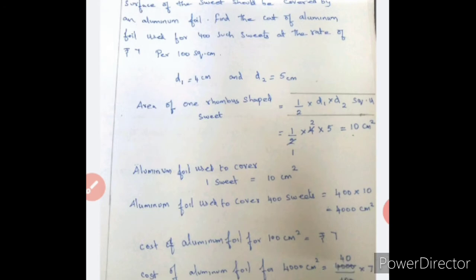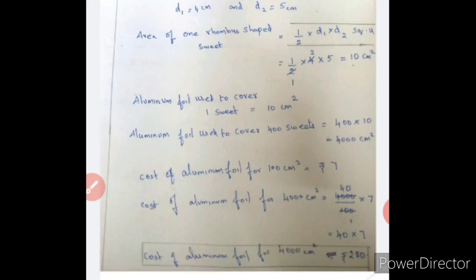So the aluminum foil used to cover one sweet. First step you have to find the aluminum foil used to cover one sweet. So the answer is 10 centimeter square. Now aluminum foil used to cover 400 sweets. For that you have to multiply 400 into 10, which gives you 4000 centimeters square.